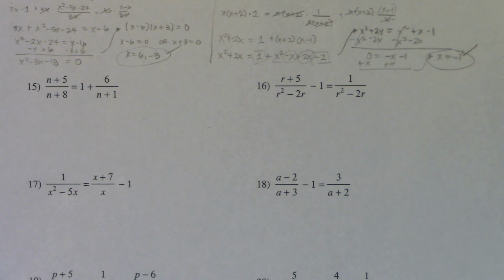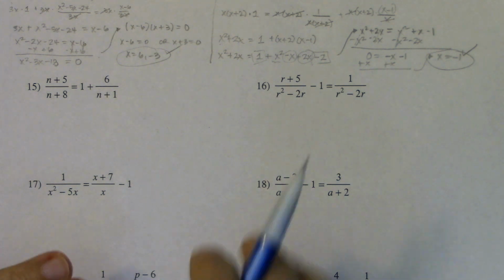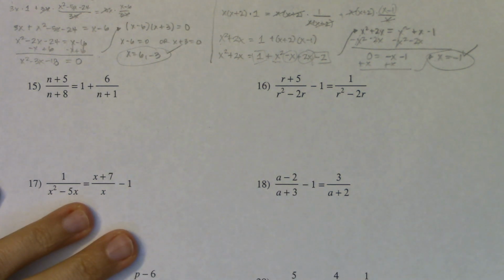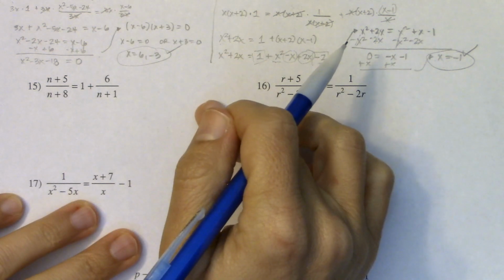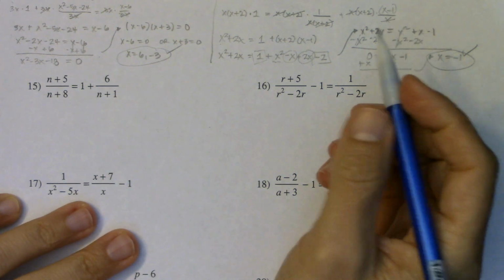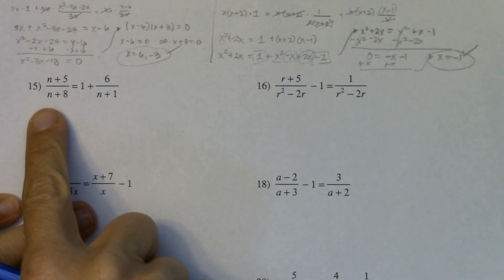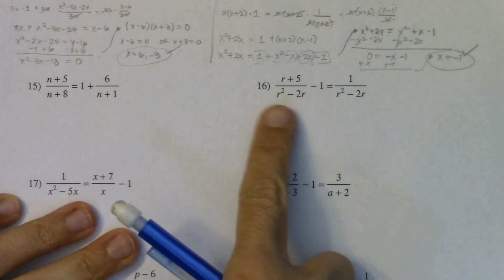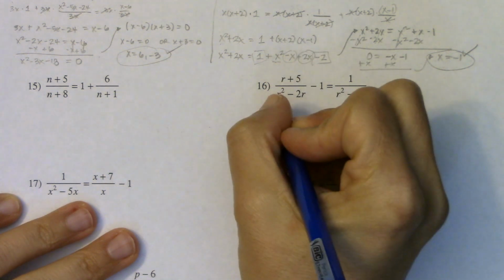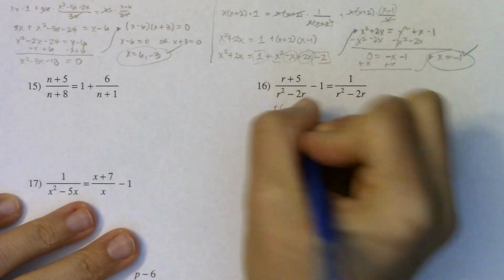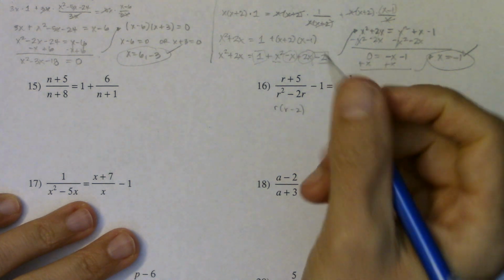Let's take a look at numbers 15 and 16. Like all previous examples, I'm going to find an LCD, and then multiply each term in these rational equations by that LCD. Looking at the factors in the denominators of number 15, I see an n plus 8, n plus 1. But over here in 16, I can see there's a GCF. If I factor out the GCF of r, I get r and r minus 2.